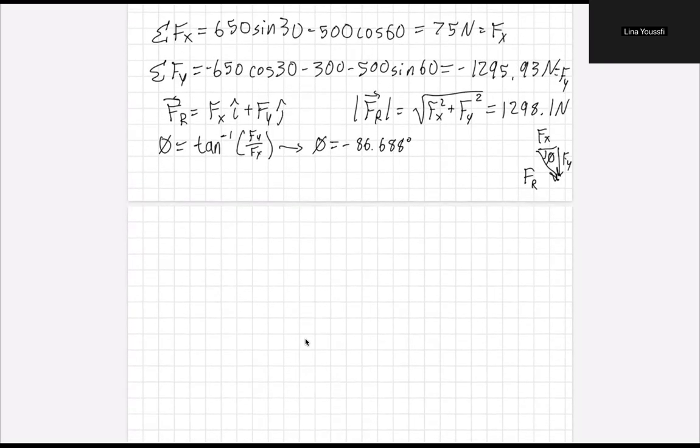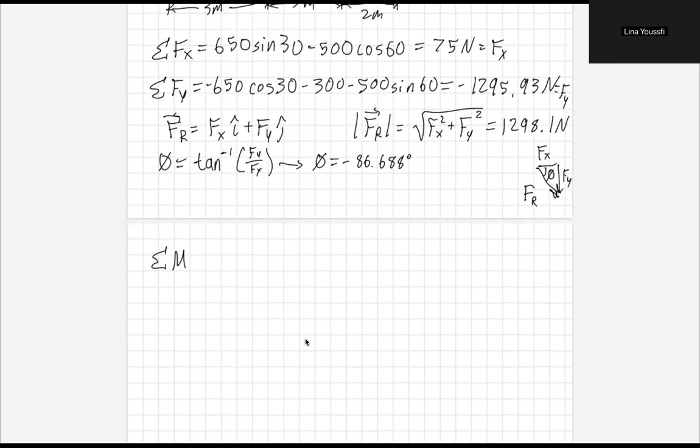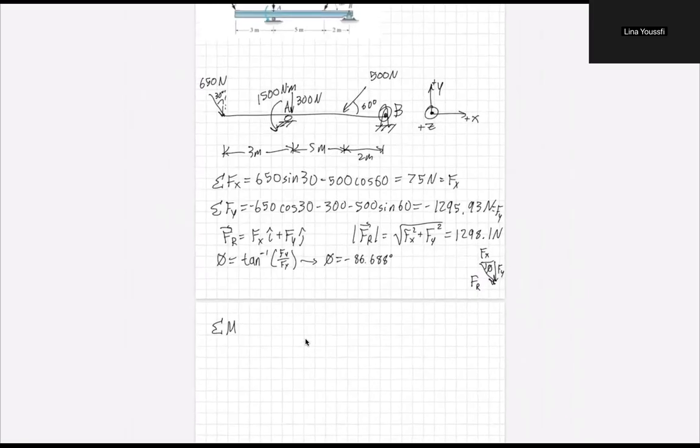All right, the final step for this problem is to solve for that resultant moment. So I'm going to take a sum of moments about point B. That's this point here. The first thing I'm going to do is take that 650 Newton force times the cosine of 30, multiplied by a distance of 3 plus 5 plus 2. Now I'm going to add that 300 Newton force that's applied vertically downward times a distance of 5 plus 2 meters.